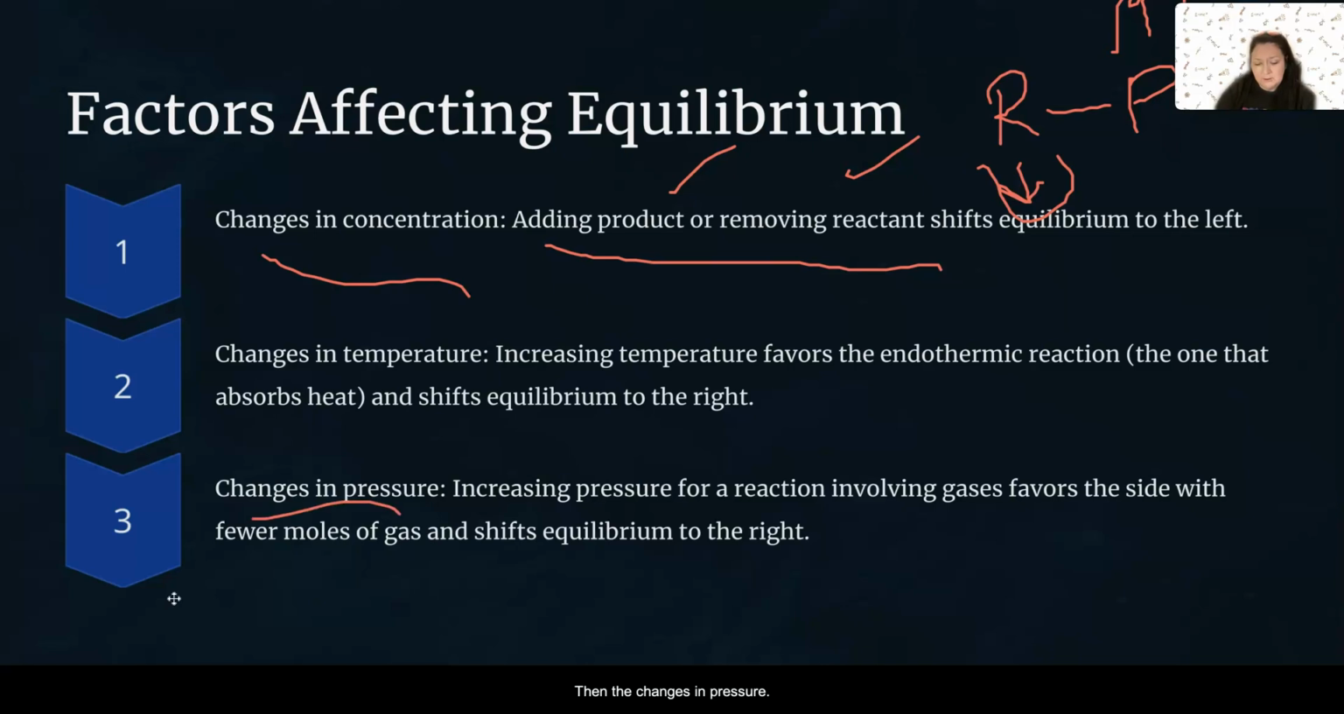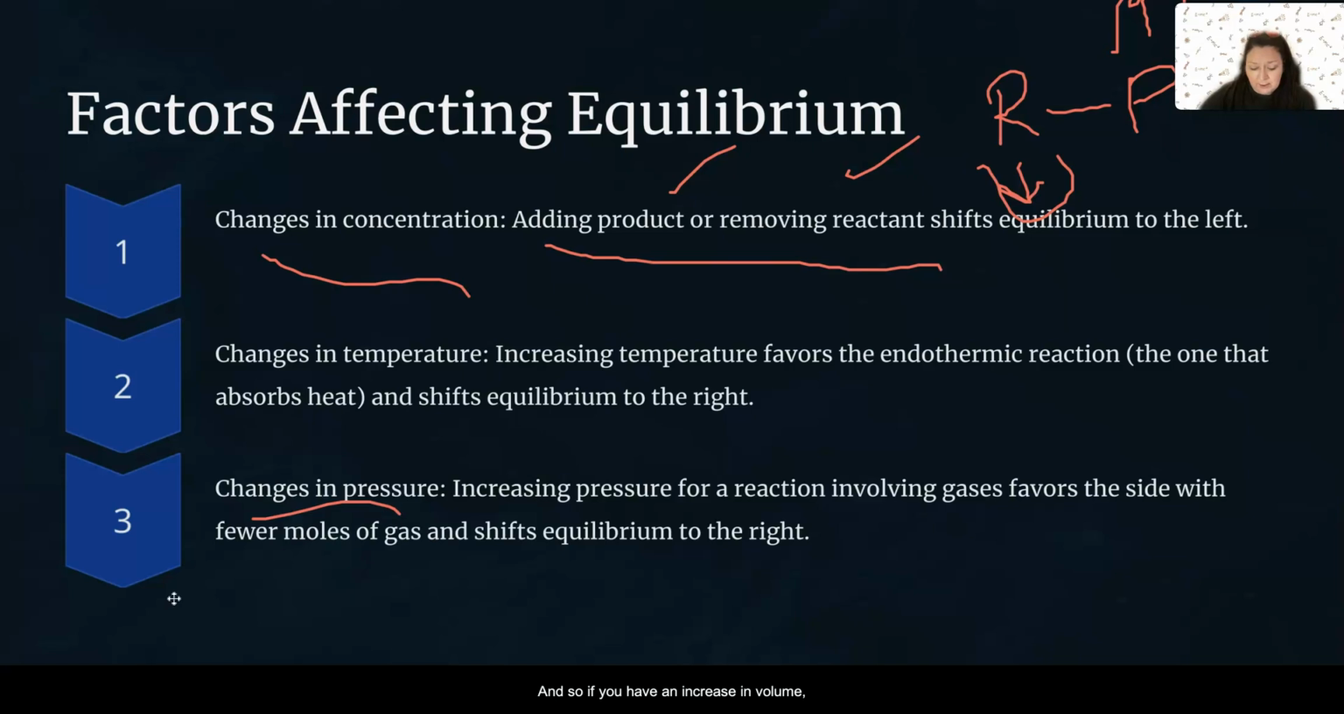And then the changes in pressure. If we increase the pressure, we're going to shift to the side that favors the fewest moles of gas, because higher pressure means we want to go to the side with the lowest number of moles of gas. And if we decrease the pressure, then we go to the side with the highest number of moles of gas. And remember, AP has a tendency to not talk about pressure anymore. Why? Because everybody was getting those questions right. And so now they talk about volume.